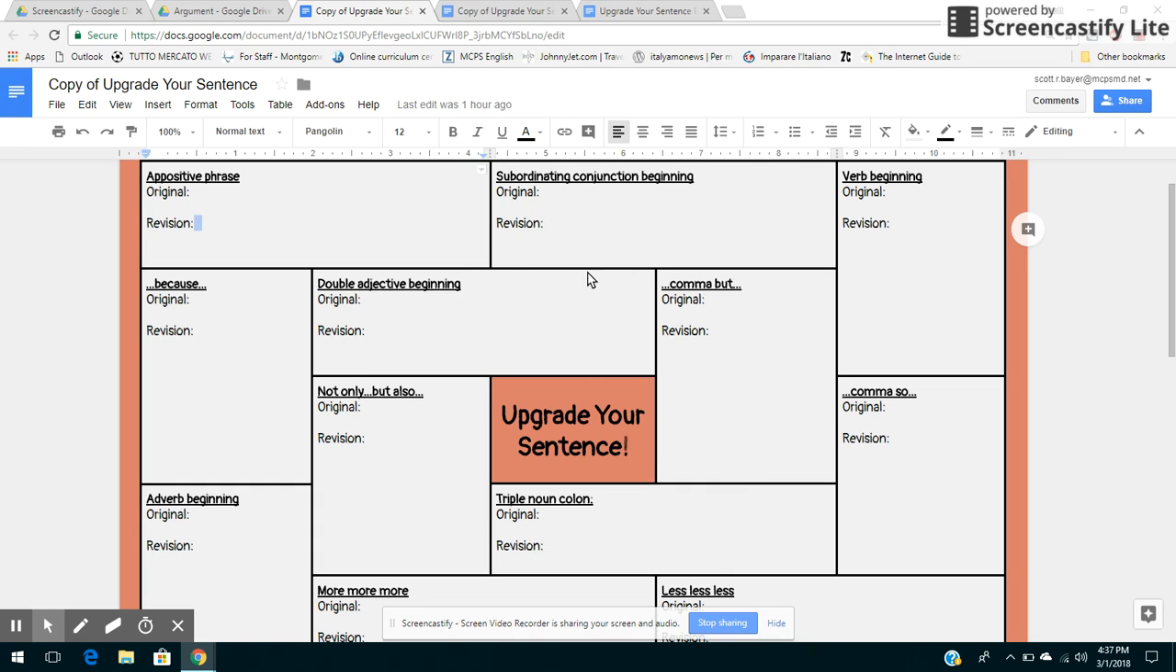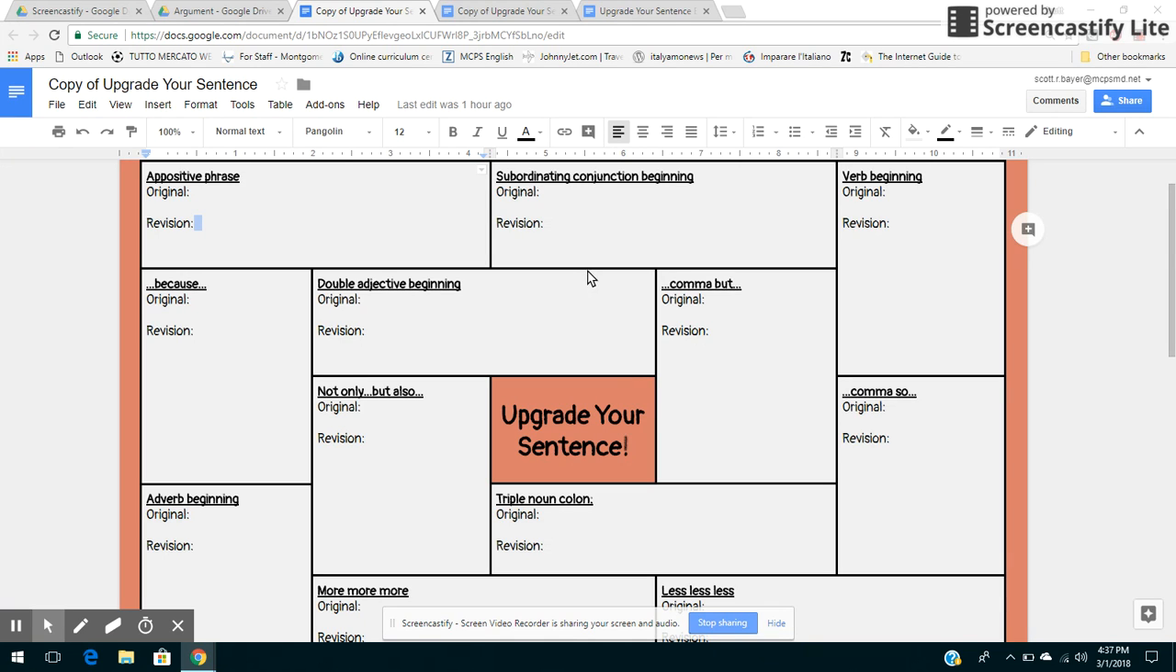And at the end of the first semester, I had them take one of their notebook time entries, and I said it has to be 10 sentences long or more. And then you have to upgrade 10 sentences in 10 different ways. So there's 12 boxes here, so they had to choose 10 of the 12. And so this semester, as I was introducing it, a couple really interesting things happened.